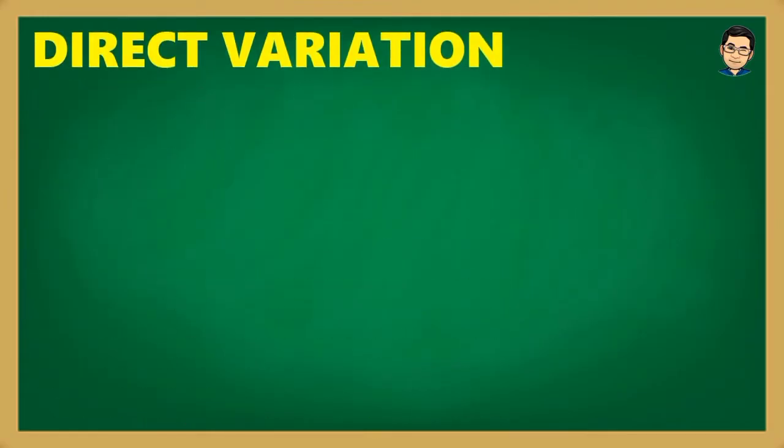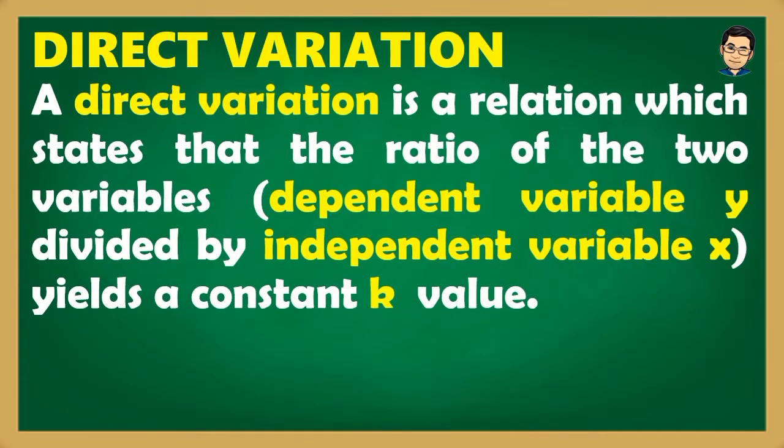So let us define direct variation. A direct variation is a relation which states that the ratio of the two variables, wherein the dependent variable is y divided by the independent variable x, yields a constant k value. This means that in direct variation, we divide the dependent variable y by the independent variable x, wherein we need to get a constant value k. The k here is the constant of variation. We will know that it is a direct variation when the value we get is constant.